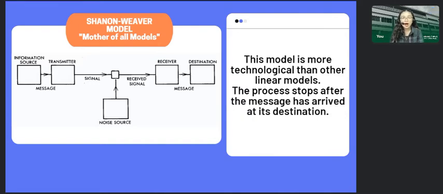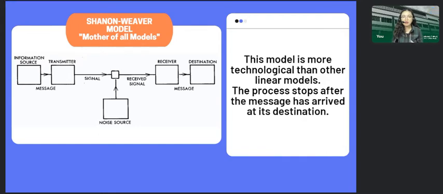The message will be encoded, or the speaker will be able to encode the message in terms of a transmitter, by using different signals. It is up to the speaker what signal he or she will use. After the signal that you use to send the message, you can experience noise or barrier.